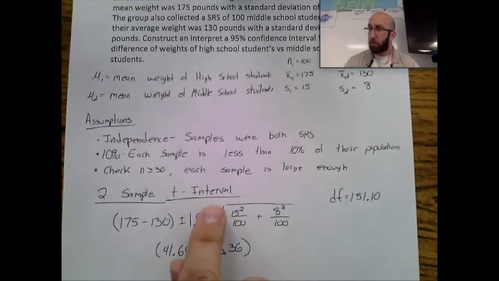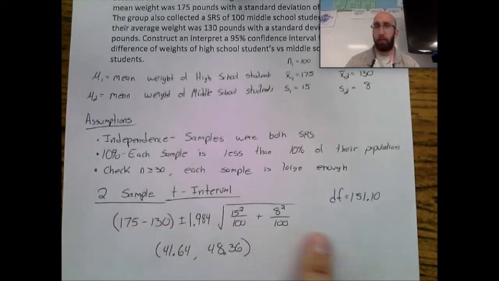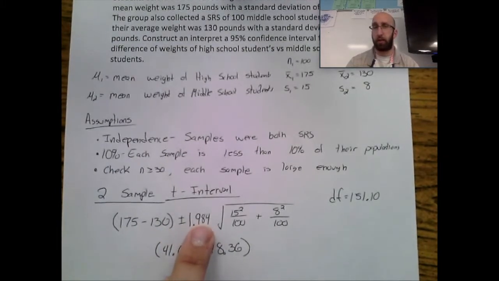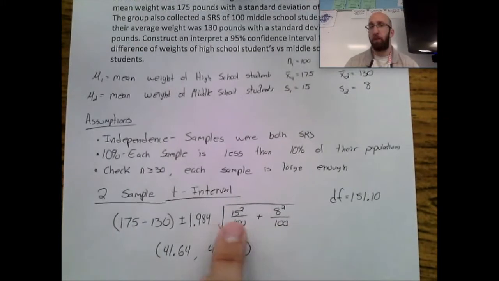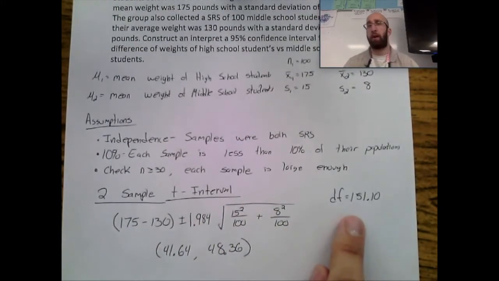So what we have here is I went ahead and went through my formula, x bar 1 minus x bar 2, so 175 minus 130, plus or minus my t star. I'll talk about that again in a second. And then the square root of s1 squared divided by n1 plus s2 squared divided by n2. The calculator gave me my degrees of freedom and says it's 151.10.